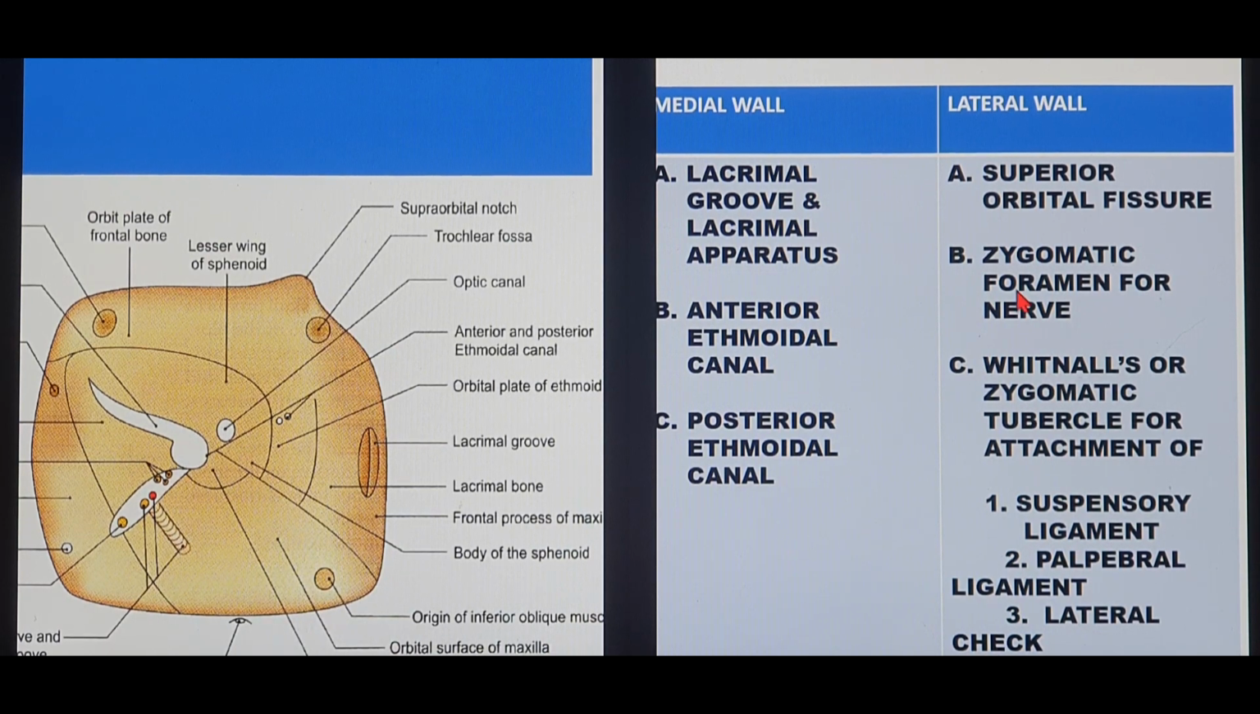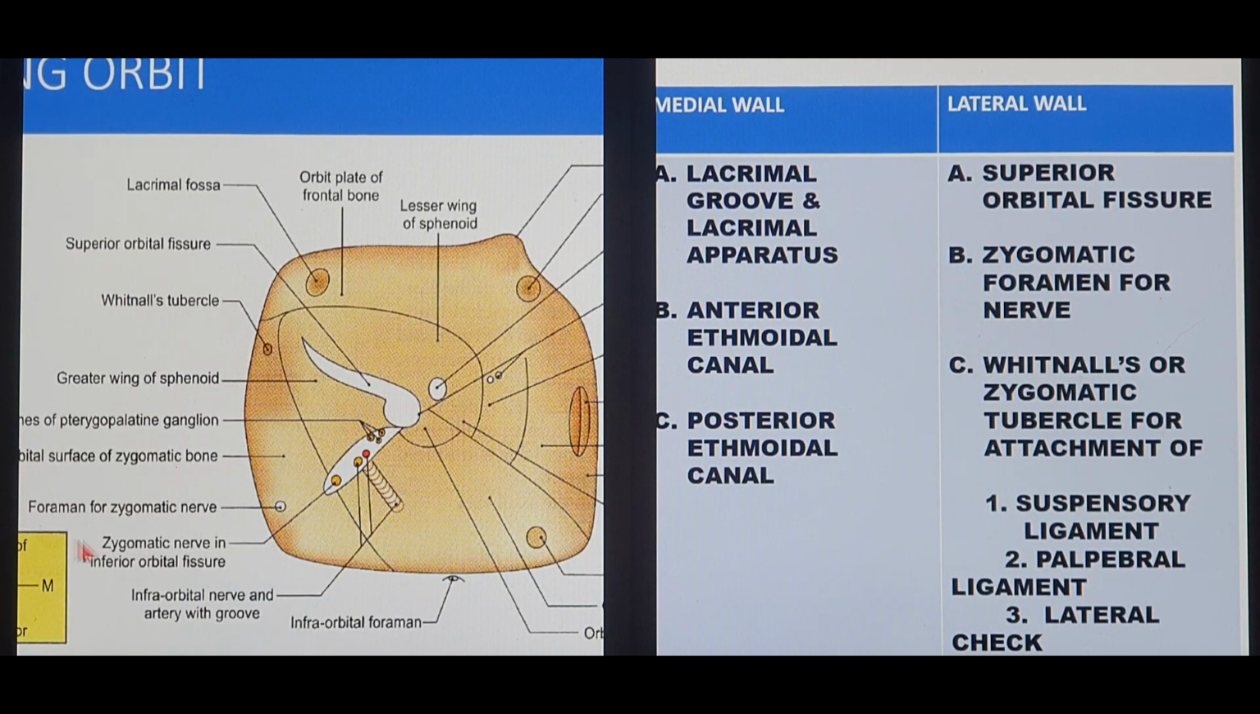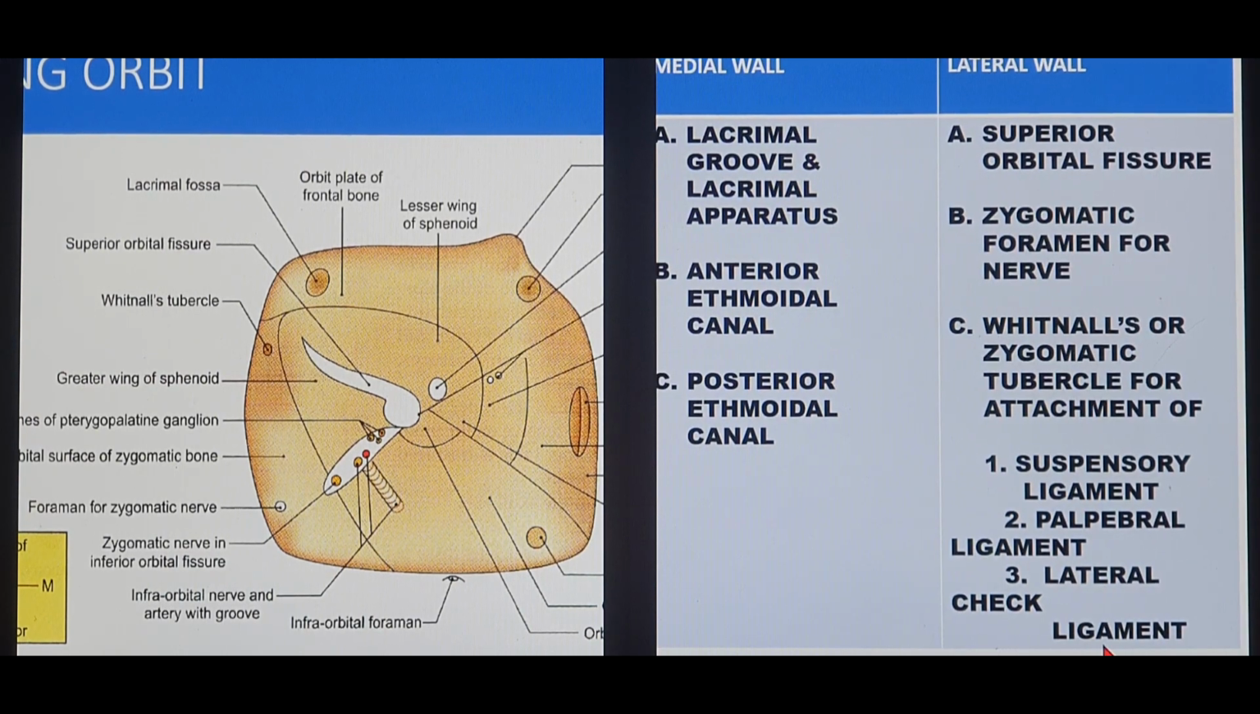So we come to the next, the zygomatic foramen. As you can see over here, we have this foramen for the zygomatic nerve inferiorly and anteriorly. So that is for the zygomatic nerve to pass. And this is the Whitnall's or the zygomatic tubercle. That's a small tubercle actually. It is basically for the attachment of the suspensory ligament, palpebral ligament, and the lateral check ligament.